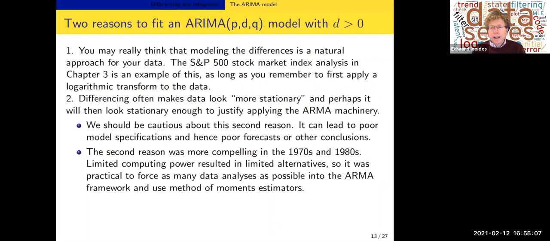Now, when you're doing data analysis, you're starting to think about your projects, you're thinking that maybe you need to transform to stationarity, maybe you should consider differencing. Here are two different reasons to fit d greater than 0 in an ARIMA. One is sometimes the differenced data is just the right thing to model, and the S&P 500 stock market index analysis is a good example of this, because the difference of the log of the data has an interpretation in finance of the return on the stock over that time interval.